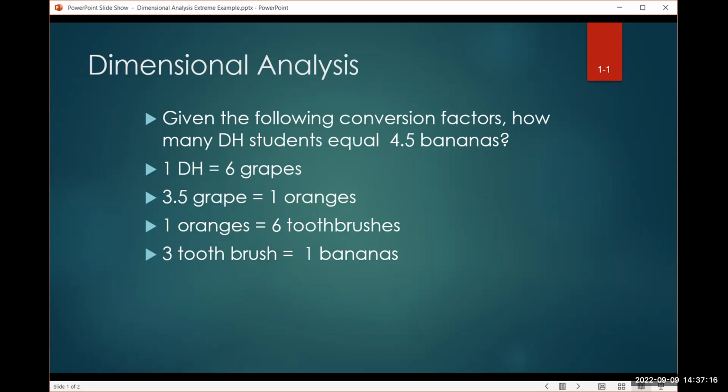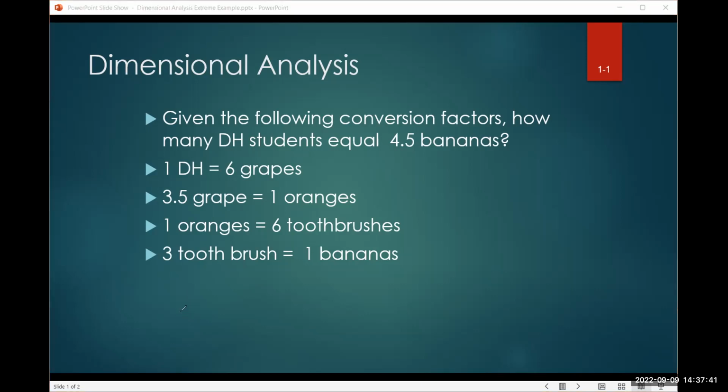Okay, 1 DH is equal to 6 grapes, 3.5 grapes to 1 orange, 1 orange to 6 toothbrushes, 3 toothbrushes to 1 banana, okay? Using that information, setting up my units properly so they cancel out, I can set it up and just do the math to determine exactly how many DH students are equal to 4.5 bananas.